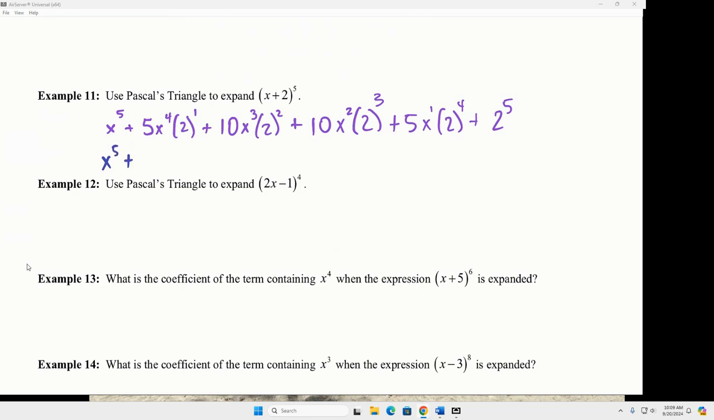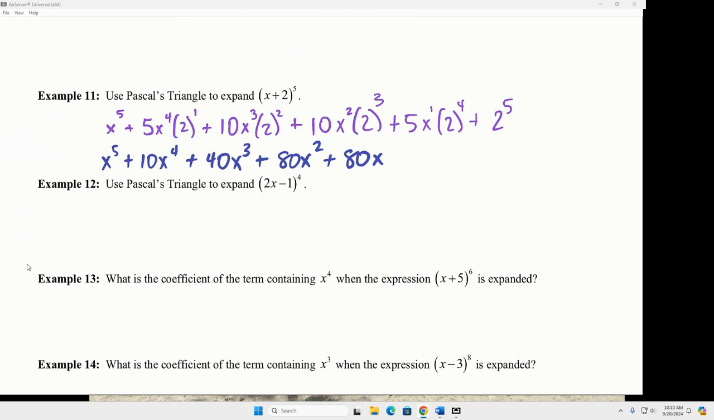So to get the coefficient in front of x to the 4th, I'm going to multiply 5 times 2 to the 1st, or just 5 times 2. All right. To get the coefficient for x cubed, I'm going to multiply 5 times 2 to the 4th, or 5 times 4. And then I'm going to do 10 times 4. And then for the next one, it's going to be 10 times 8. This one isn't as easy to do in your head. So 2 to the 4th is 16. 5 times 16 is 80.